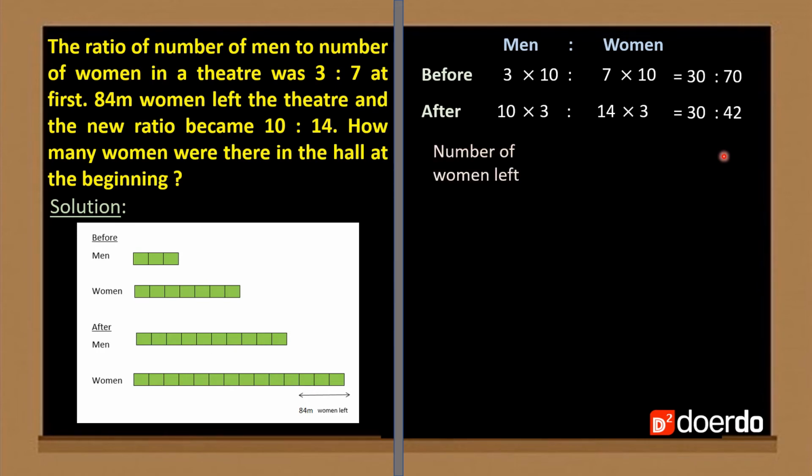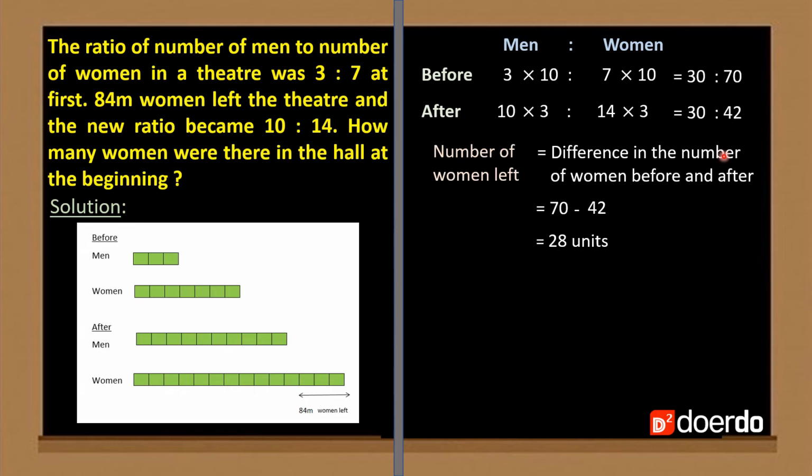Thus, the number of women who left the theatre is the difference in the number of women before and after, which is 70 minus 42, which equals 28 units. In the question, they have given that 84 women left the theatre. We know the number of women left as an algebraic expression, which is 84. Now, we have two values for the number of women left. We can equate these two.